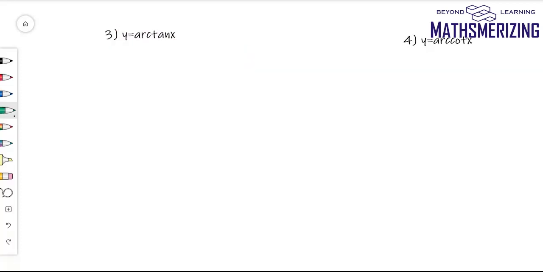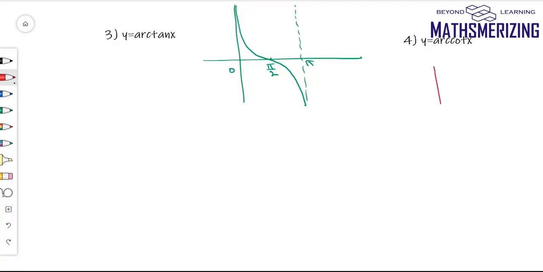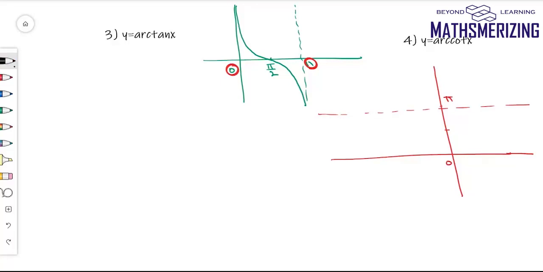Now for cot inverse x, I'll draw the graph of cot x. For cot inverse x, again I'll draw horizontal asymptotes at 0 and pi. So at 0 and at pi. When x is 0, y is plus infinity. So at plus infinity, cot inverse x will be 0. At pi by 2, it's 0, so at 0 it will be pi by 2.